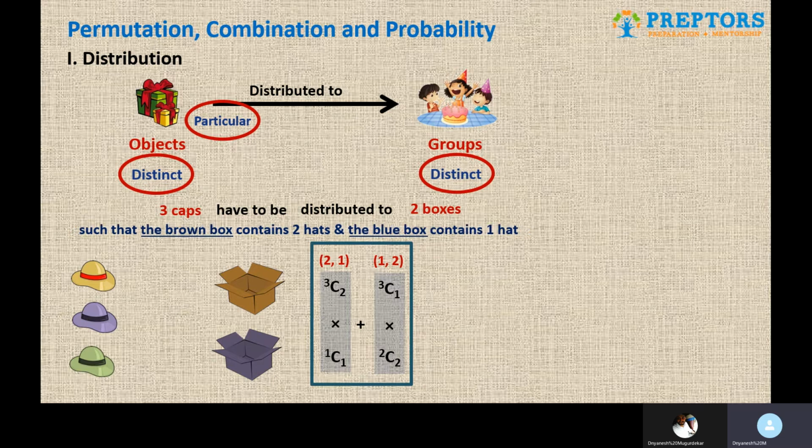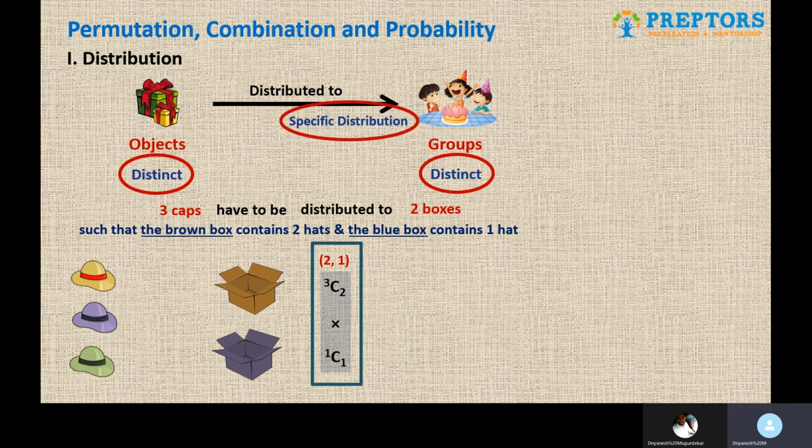Whereas the specific one, as the name itself suggests, same data, but look at the question. Distributed in such a way that the brown box gets 2 hats and the blue box gets 1 hat. So very specifically they are saying brown should have just 2 and the purple or the blue is going to have just 1. So when that happens, not 2 scenarios, but just 1 scenario we are going to consider, which is going to be the answer. And this type of exact, accurate information is called specific distribution.